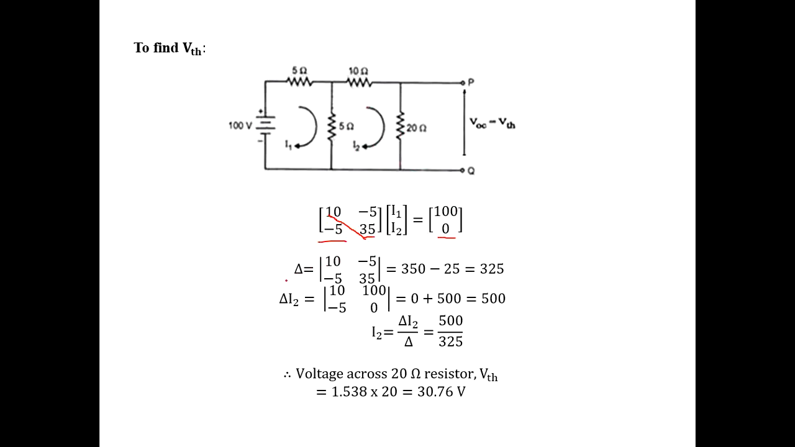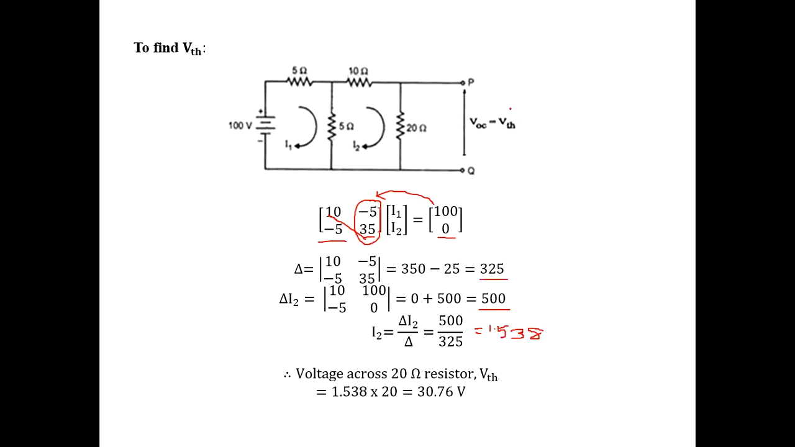Next we have to calculate the delta value. Delta means determinant of this R matrix. The value is 325. Next delta I2. To calculate delta I2, we just have to replace the second column by this voltage value. Then we got the answer 500. By Cramer's rule, I2 is equal to delta I2 by delta. We substitute the values: 500 divided by 325 is equal to 1.538 ampere. Next we got the I2 current value.